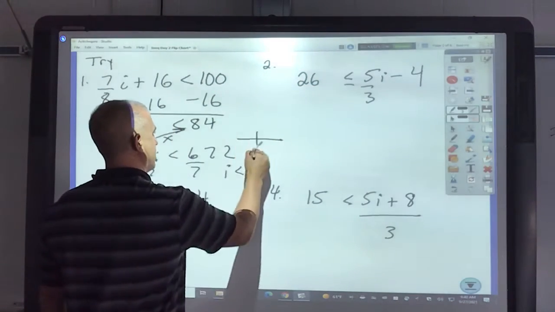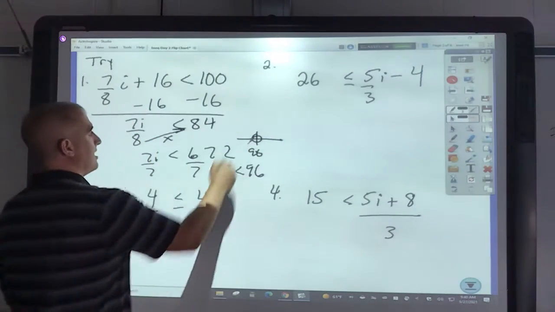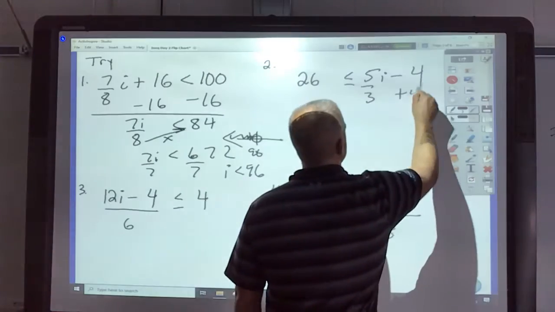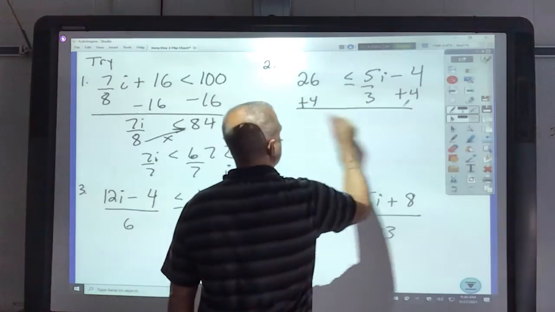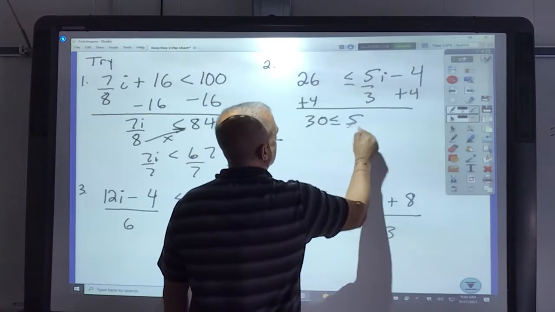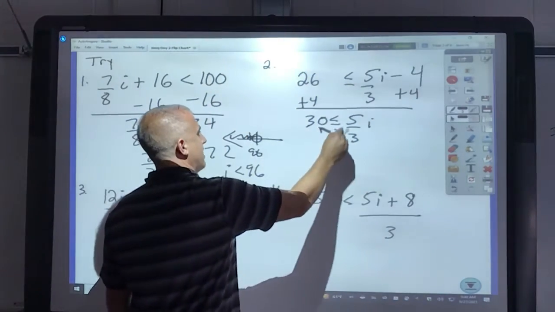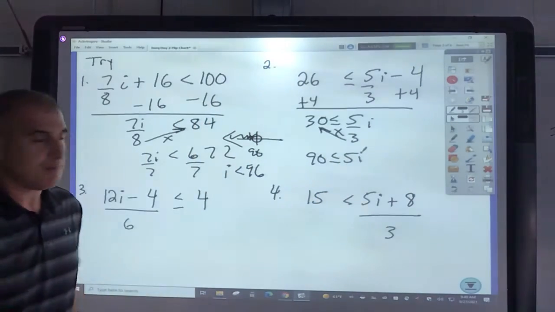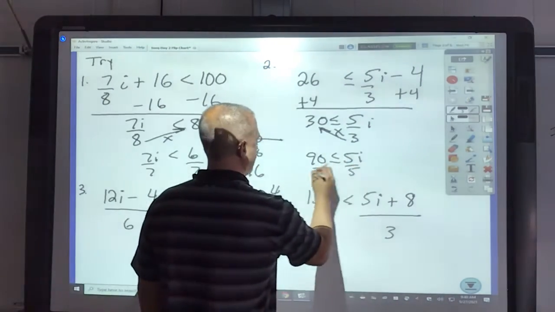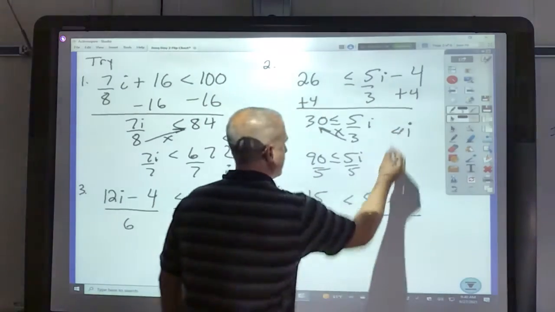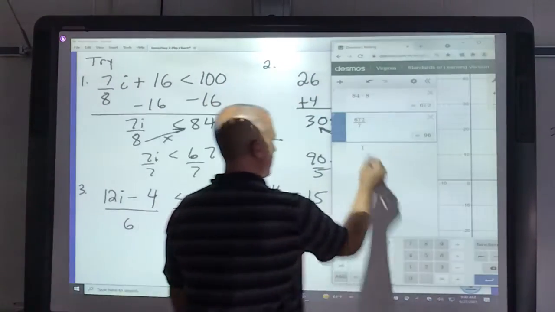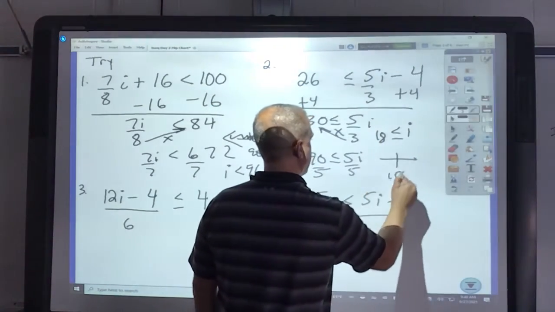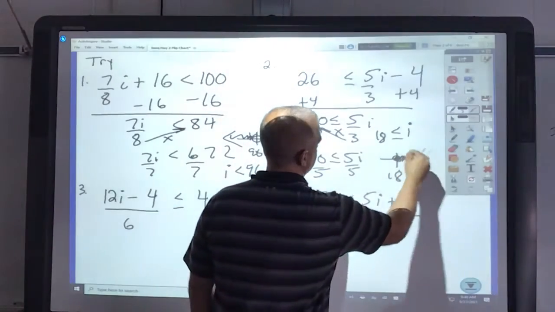Okay, so it would be an open circle, and since it's not eating the i, I would be shading to the left. Okay, this one I would add 4 and add 4. That would give me 30. All right, now I can cross multiply that. 3 times 30 would be 90. Okay, and then what I want to do is divide by 5, so I got i on this side. 90 divided by 5 is 18. Okay, 18, filled-in circle, eats the i, shade right.